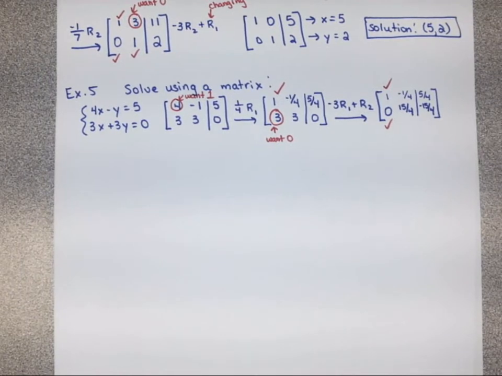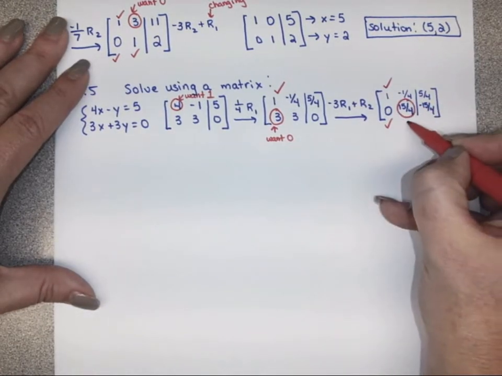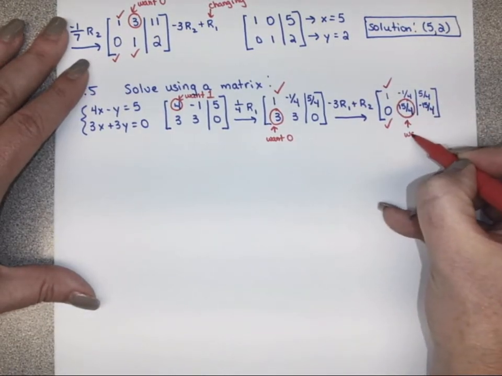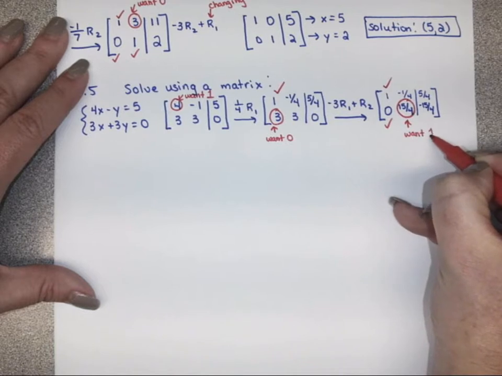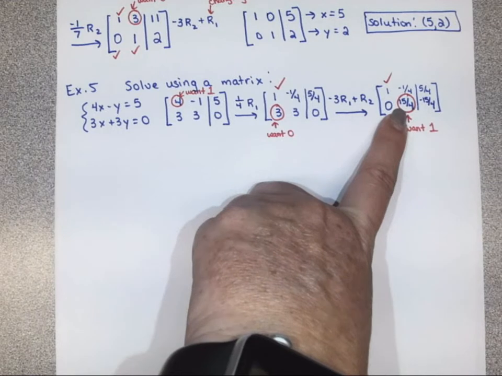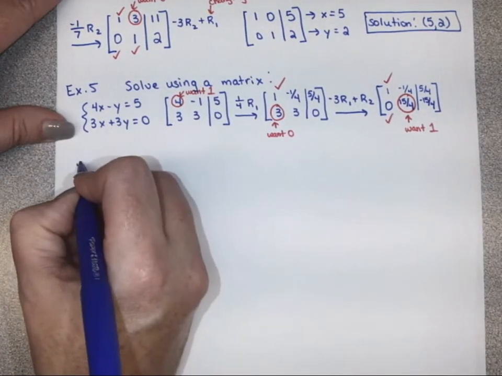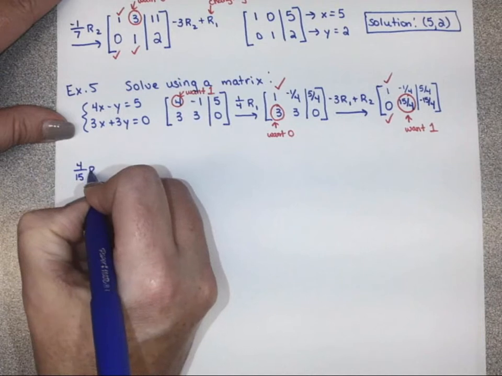Okay, so what should come next? Which number should be tackled next? Yeah, this number right here comes next, right? Because it's where the what is. What do we want right here? 1. Okay, so don't overthink it, right? How do you get a 1? Always, just in general. You multiply by the what of the number? The reciprocal, right? So what's the reciprocal of 15/4? 4 over 15. So we're going to do 4 over 15 times the second row.